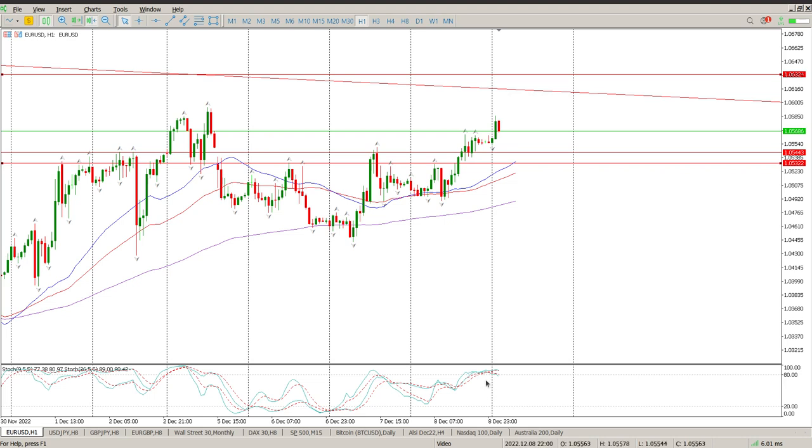But while these oscillators are like this, I don't want to be jumping in here. I want the oscillators easing off, and I want us back onto structure. And that's the only thing that's going to get me looking for a trade to the upside. There is no short here.